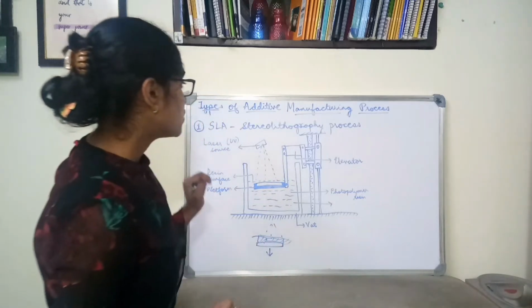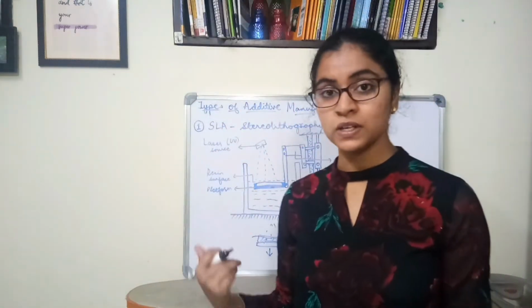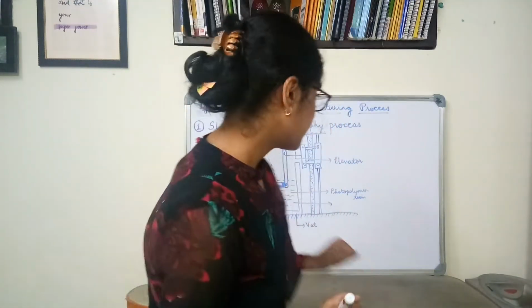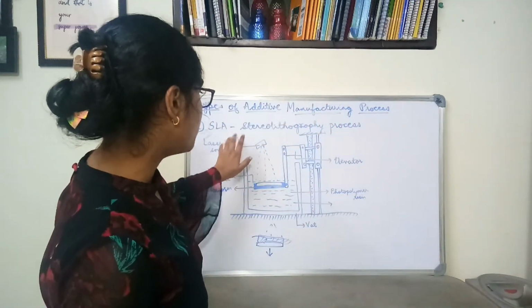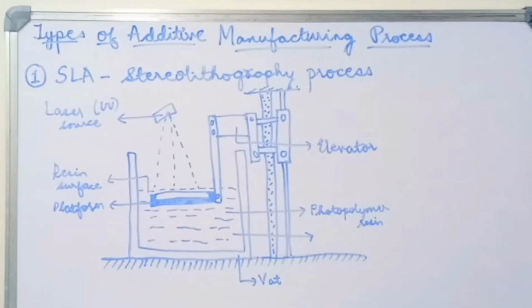So the main application of SLA is rapid prototyping. Rapid prototyping means the creation of prototypes instantly or very quickly. Prototypes are nothing but the miniature models of the final product. Other applications of SLA process include creating concept models and also models which have very intricate geometries. In this way, layer by layer with the help of the UV laser source, we'll get our intended final product.